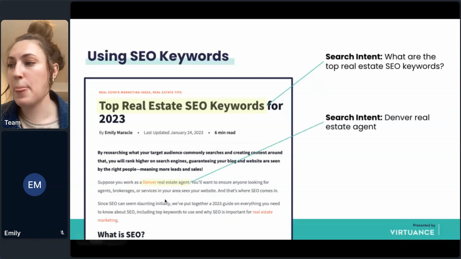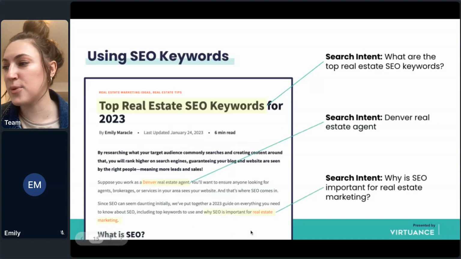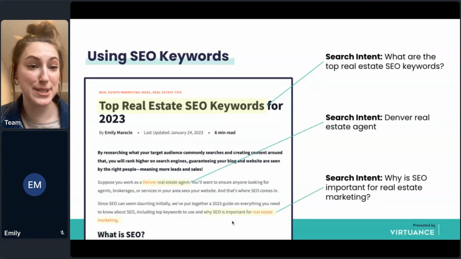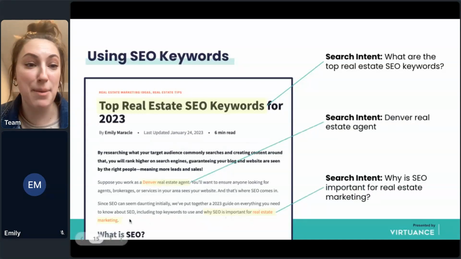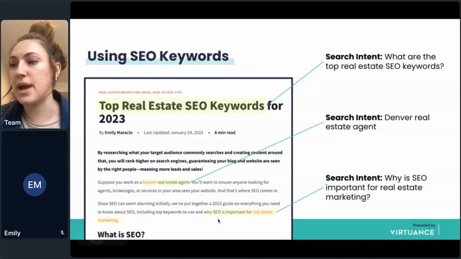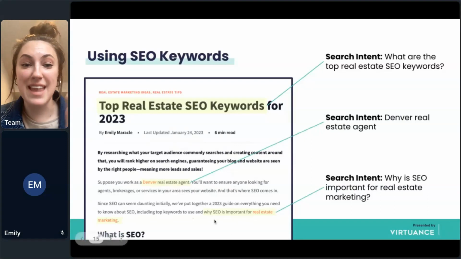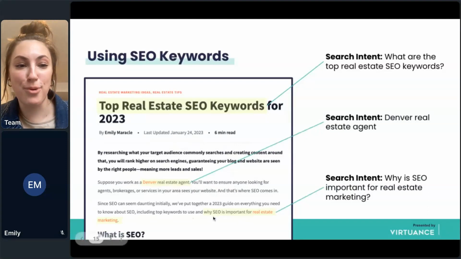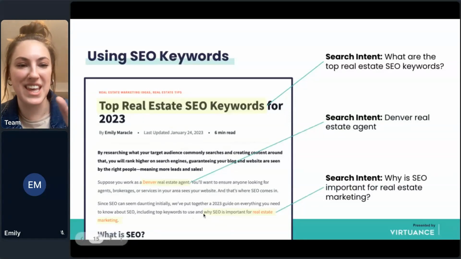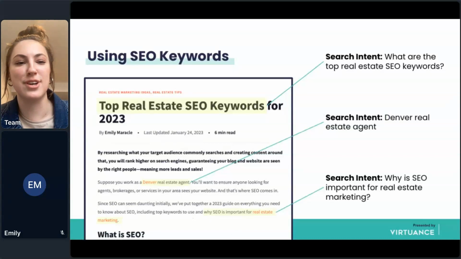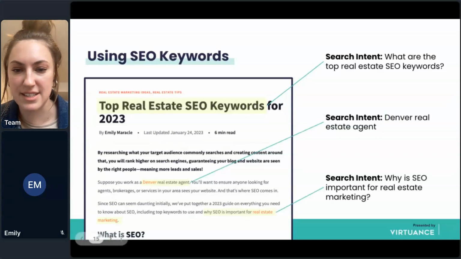agents in Denver. And then the final one I want to point out, this one is practically verbatim, but why SEO is important for real estate marketing is included in this bottom paragraph right here in the copy. And that's answering the search intent of why is SEO important for real estate marketing. So again, you're just including these phrases within your content, showing that you're answering a user's search intent.